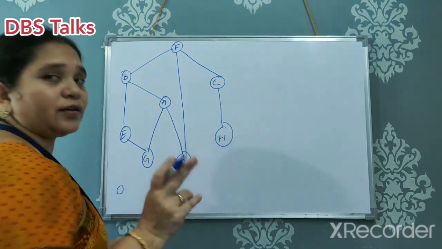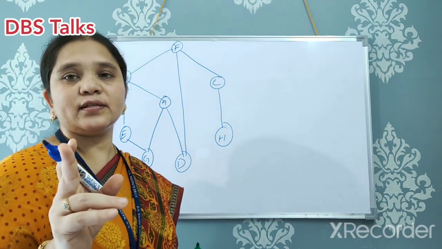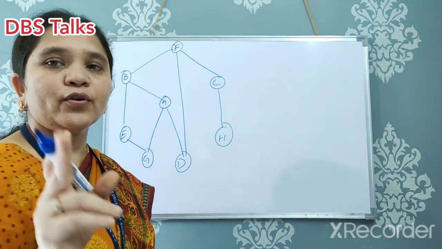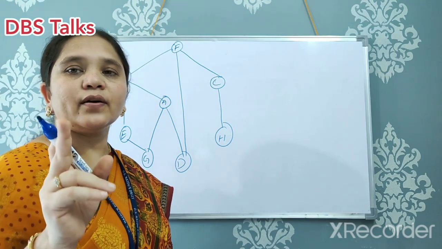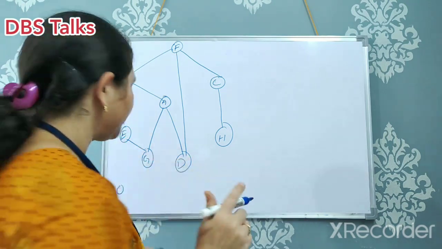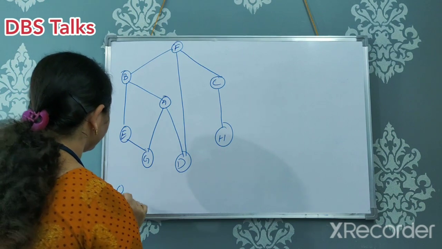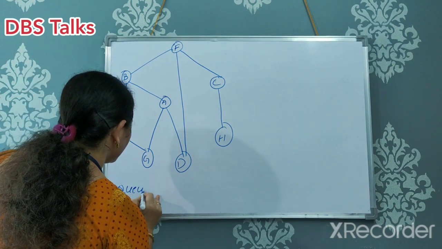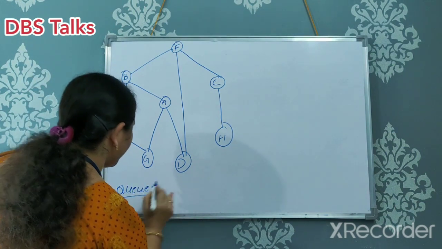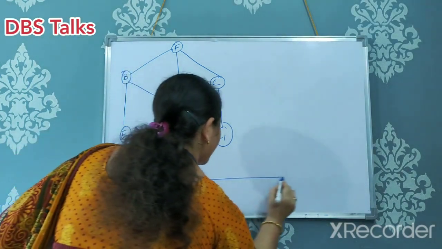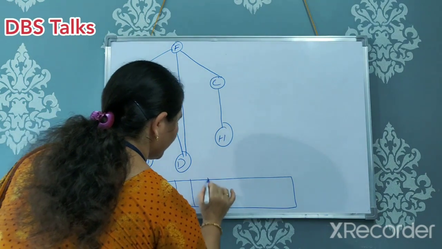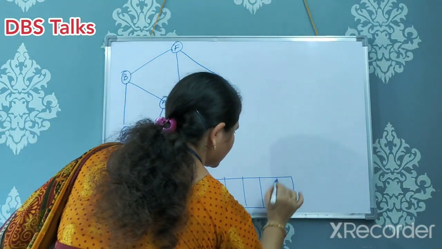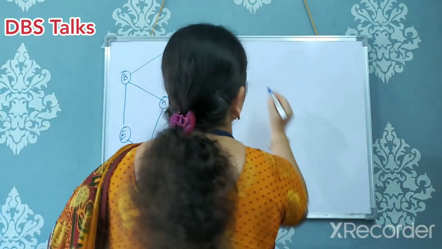Which data structure are we using to perform BFS? Queue. We need to follow the queue. What is the queue mechanism? First in, first out, or first come, first serve. Eight. So result.